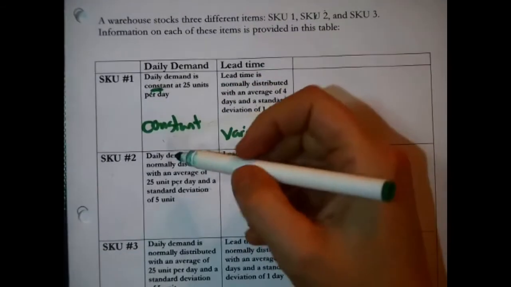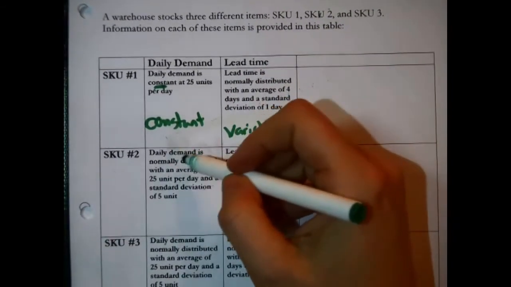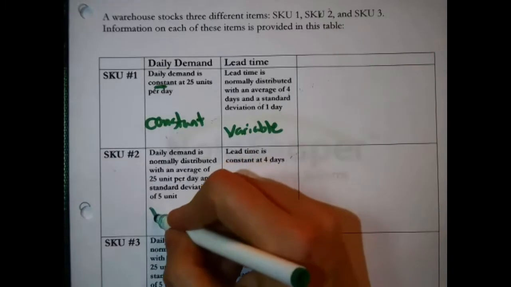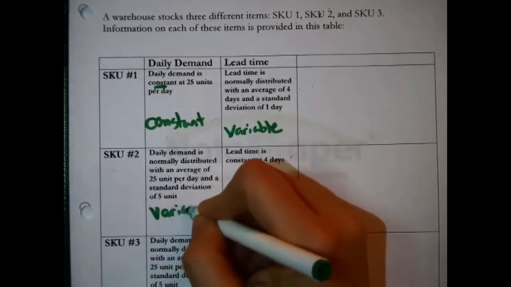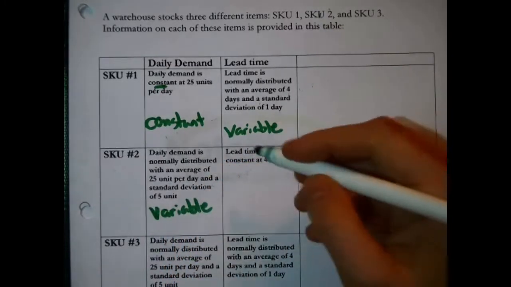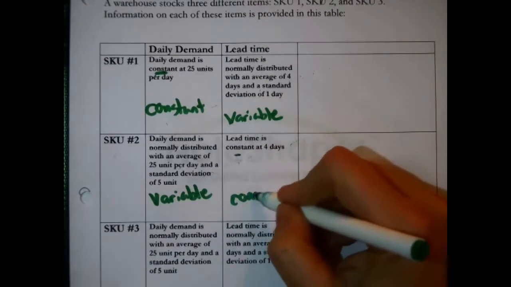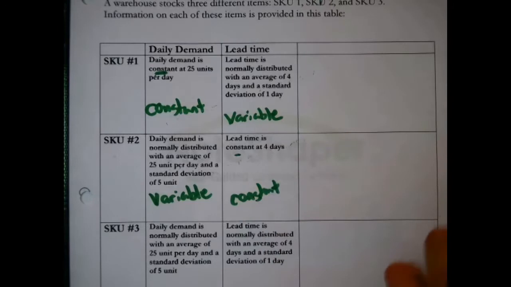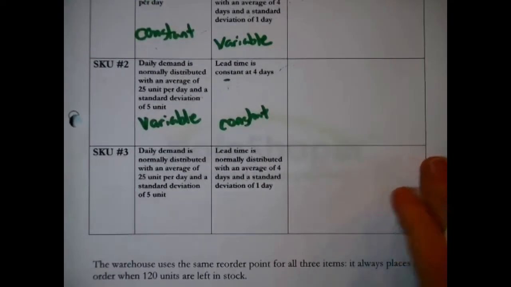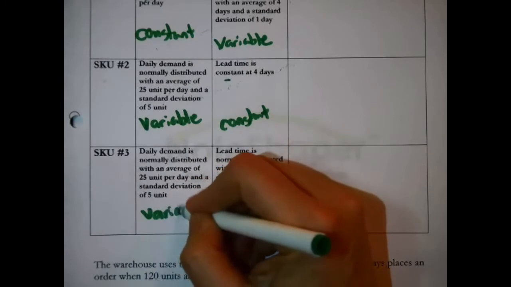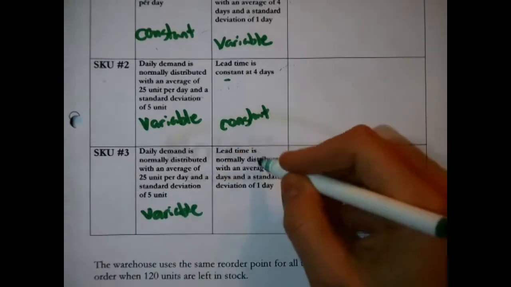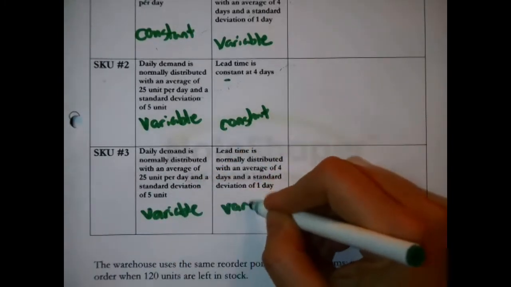Whereas with SKU2, daily demand is normally distributed. It looks like it's daily demand that's variable, yet the lead time is, see the word constant? Constant. And when you're looking at the details of SKU3, daily demand is normally distributed, daily demand is variable. And lead time is normally distributed, lead time is variable.